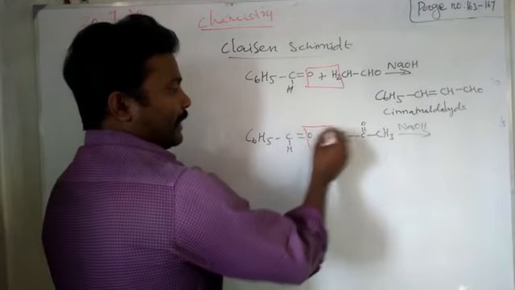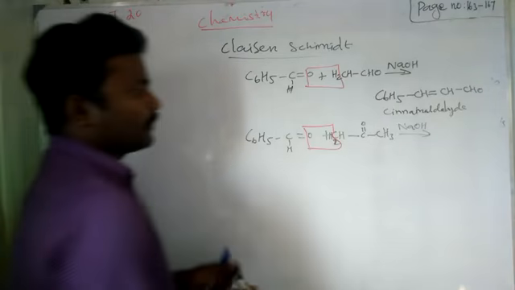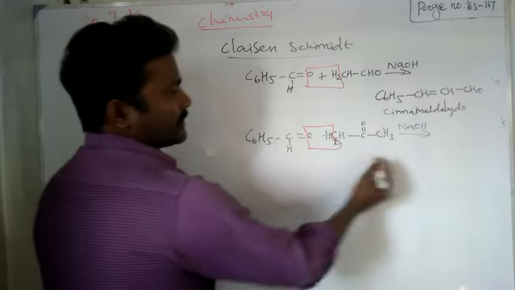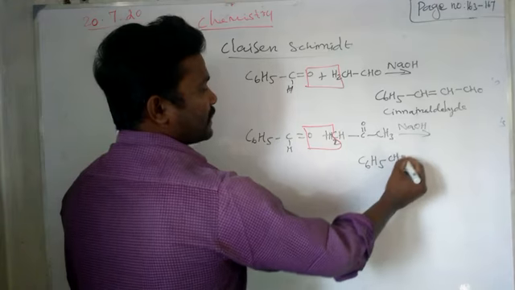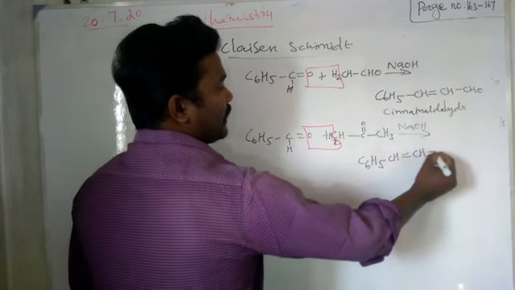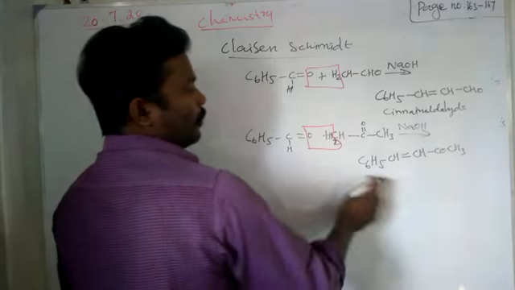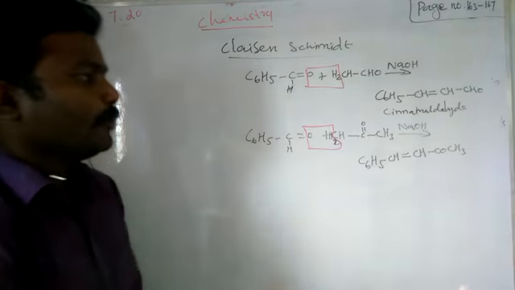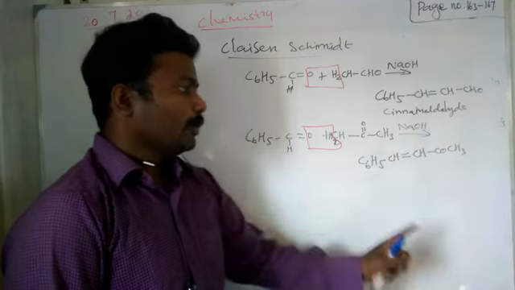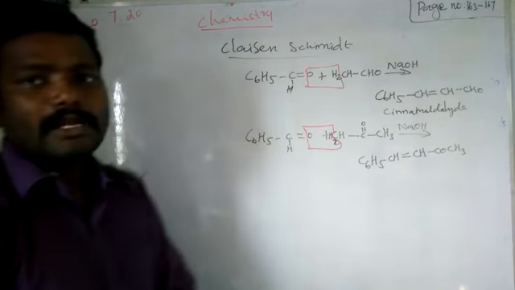This OH will combine with this hydrogen. It will produce water. So the remaining you will just add: C6H5 CH double bond CHCOCH3. That means C double bond O. What's the name of this compound? 4 carbons are there. So butanone, 2-butanone, third carbon having a double bond, fourth carbon having a phenyl group.